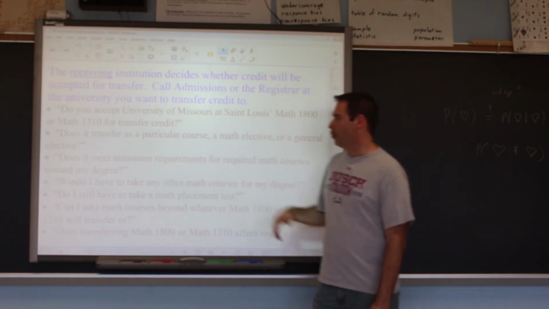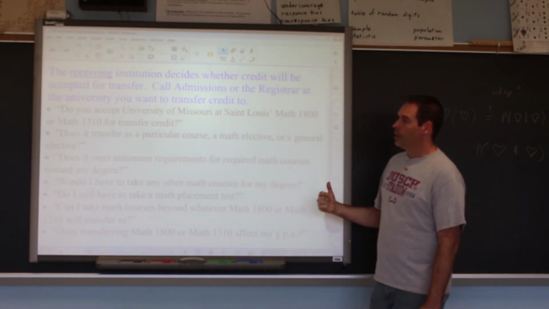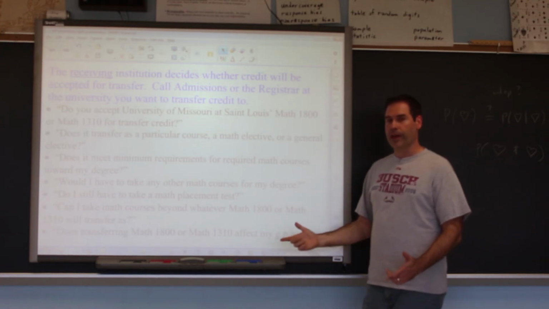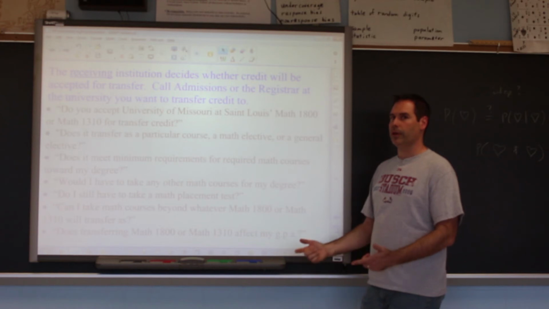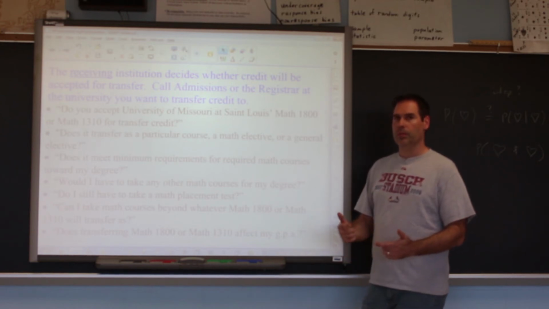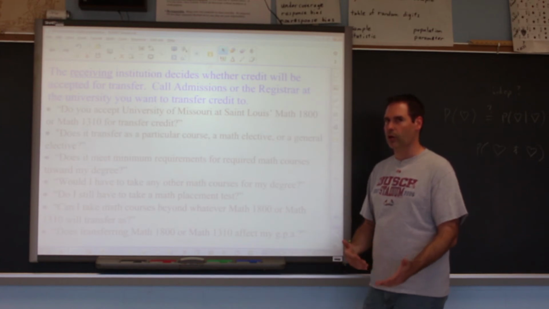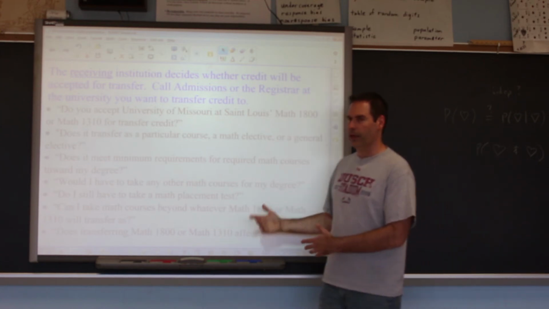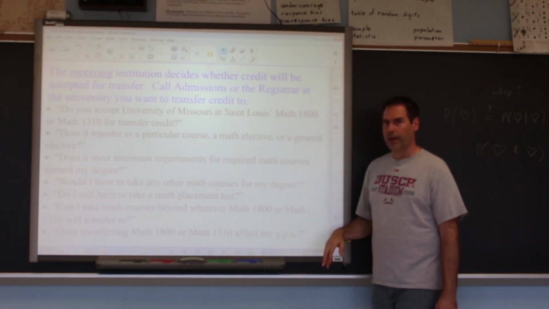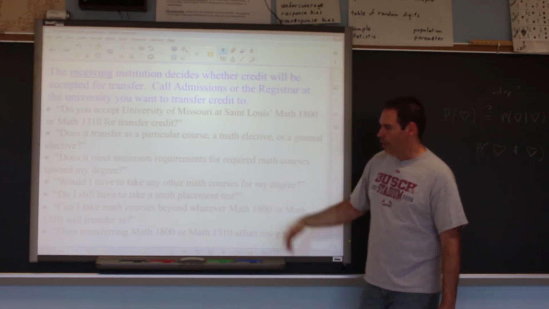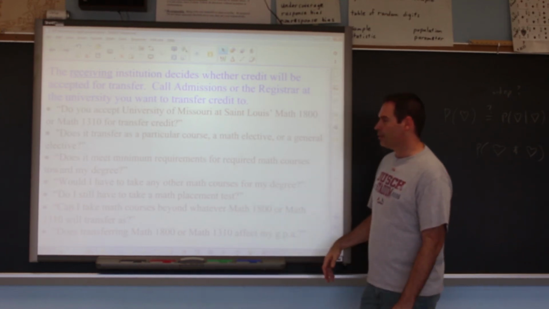You might want to find out if it meets minimum requirements for required math courses toward your degree. Lots of universities have different types of calc courses or different statistics courses, so you want to find out whether the course that you're going to be transferring actually will meet the requirements for you to continue on with your degree, or will you be taking yet another calc course or another statistics course in order to get your degree. Find out whether you have to take other math courses beyond that for your degree. Would you have to take a math placement test? Some universities will waive that math placement test.